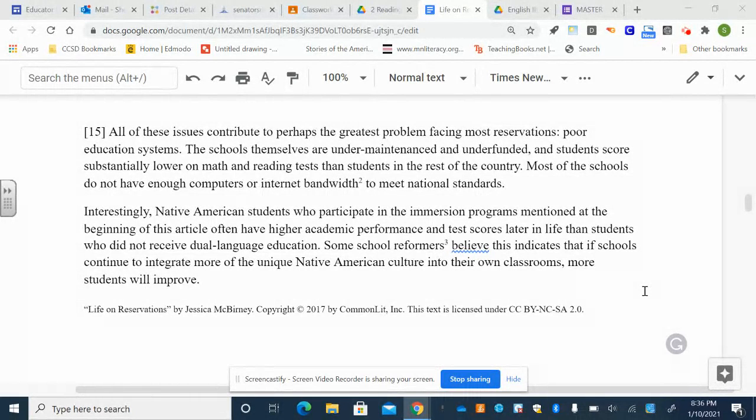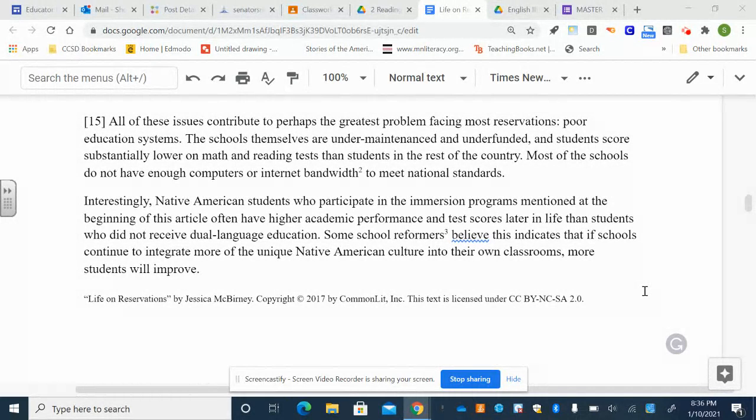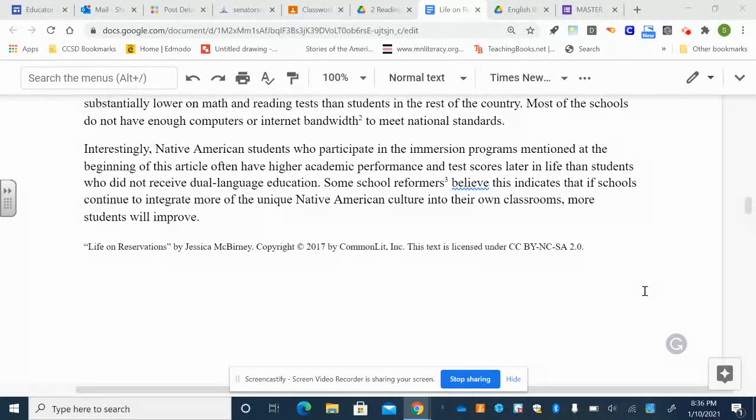Interestingly, Native American students who participate in the immersion programs mentioned at the beginning of this article often have higher academic performance and test scores later in life than students who did not receive dual language education. Some school reformers believe this indicates that if schools continue to integrate more of the unique Native American culture into their own classrooms, more students will improve.